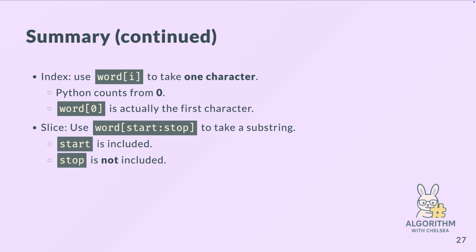Two more key ideas, index and slice. Index lets us take one character using square brackets. Python starts counting from 0. Slice lets us take a substring using start:stop. Start is included, and stop is not included.